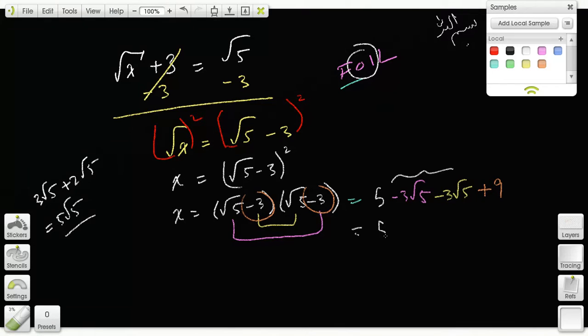Okay, right? So 5 minus 6 square root of 5 plus 9, right? Okay, now you can add these two, right? Correct? So that's what? 14 minus 6 square root of 5. That's x.